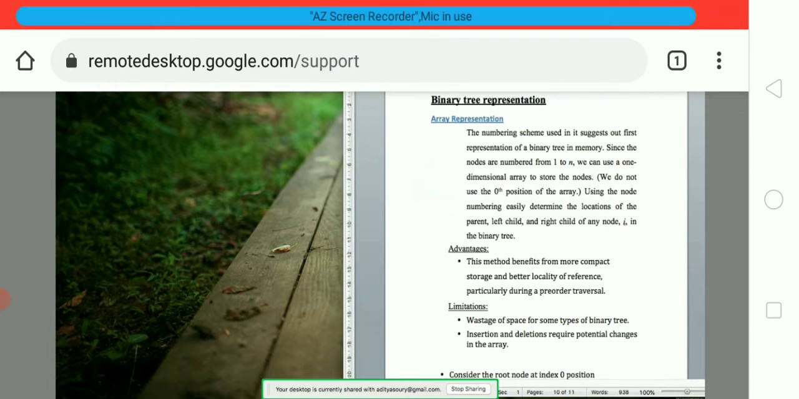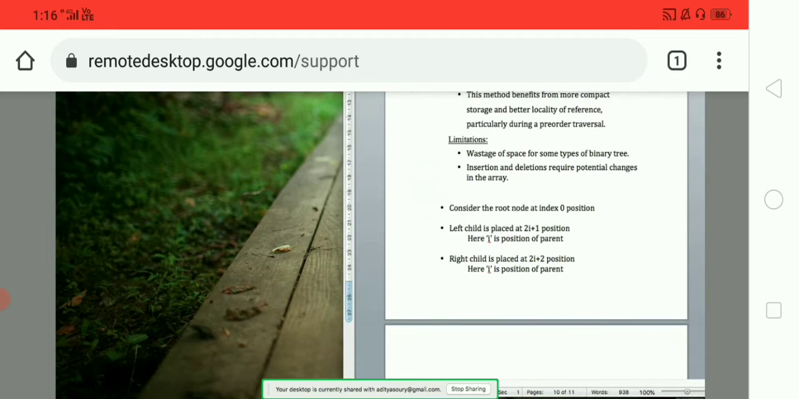Now let us see the advantages and the disadvantages. Advantages: this method benefits from more compact storage and better locality of reference, particularly during a pre-order traversal. And the limitation is wastage of space for some types of binary tree. Insertion and deletion require potential changes in the array. Now let us see some rules to represent an array.